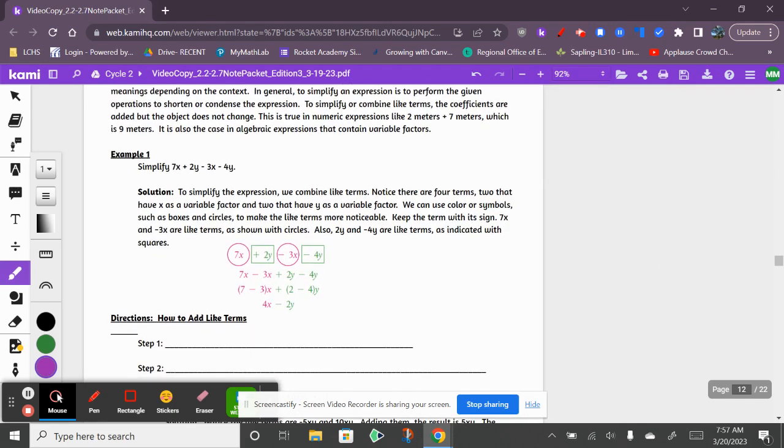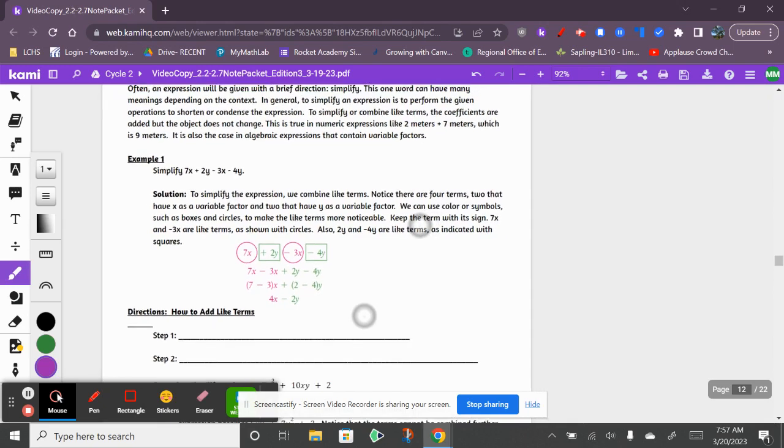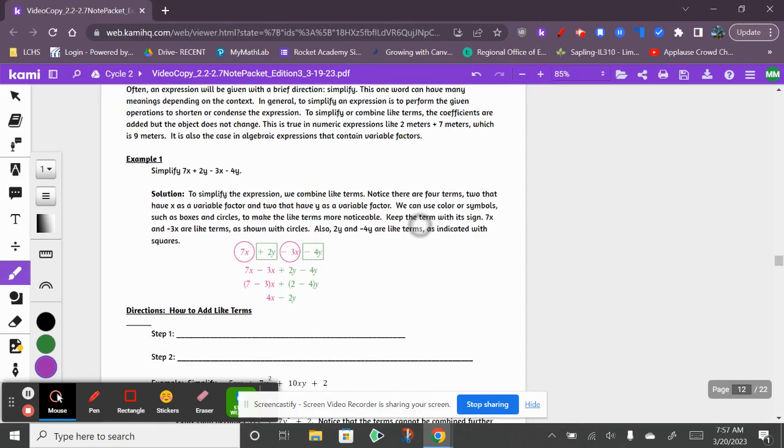So to simplify an expression, we're going to find like terms. And then we are going to add or combine those coefficients.